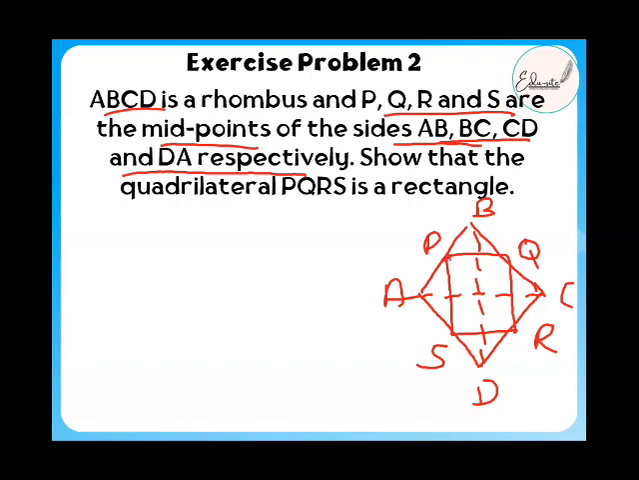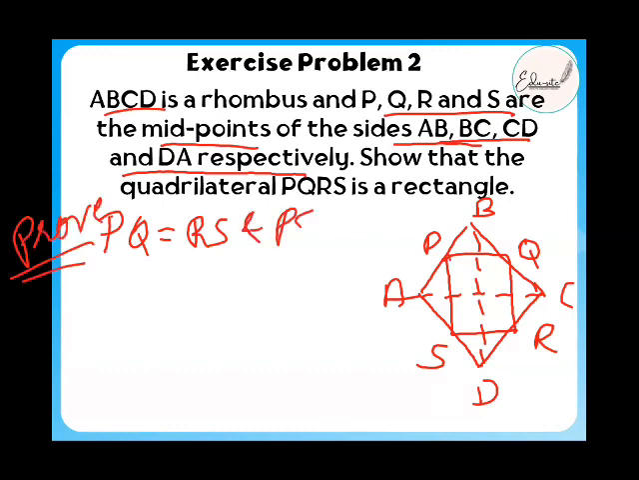How to show PQRS is a rectangle? To show PQRS is a rectangle, what do you need, beta? PQ should be equal to RS. What you have to prove is PQ is equal to RS and PS is equal to QR. Correct? To show a rectangle, we have to prove this and this. And then we can prove one angle, angle P or angle Q, is equal to 90 degrees. This much you have to prove now. How will you do this?